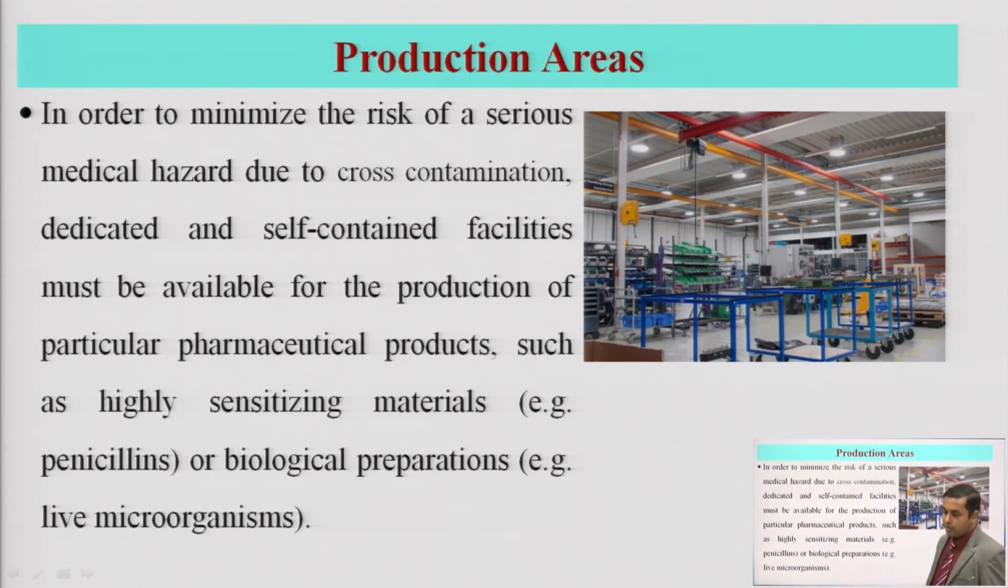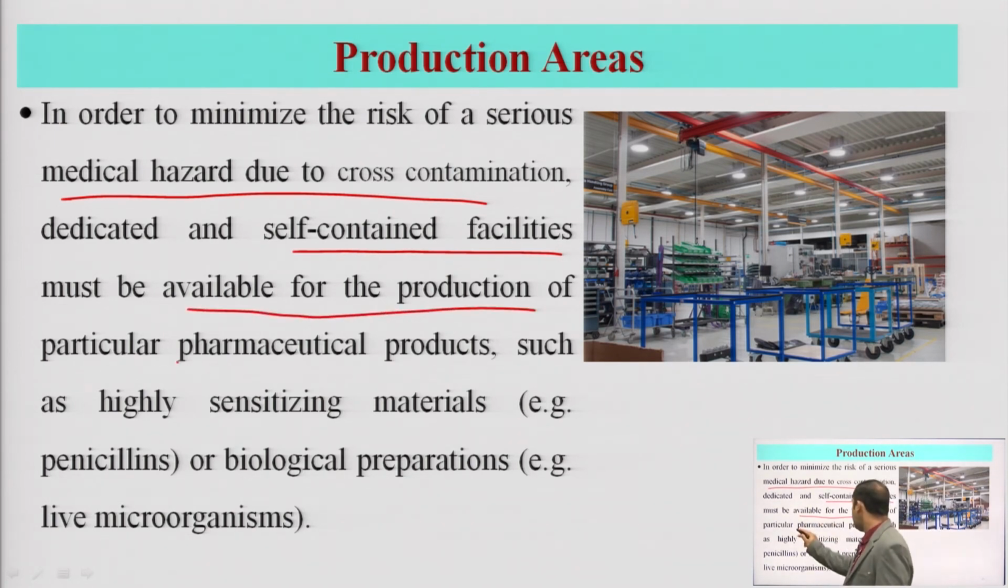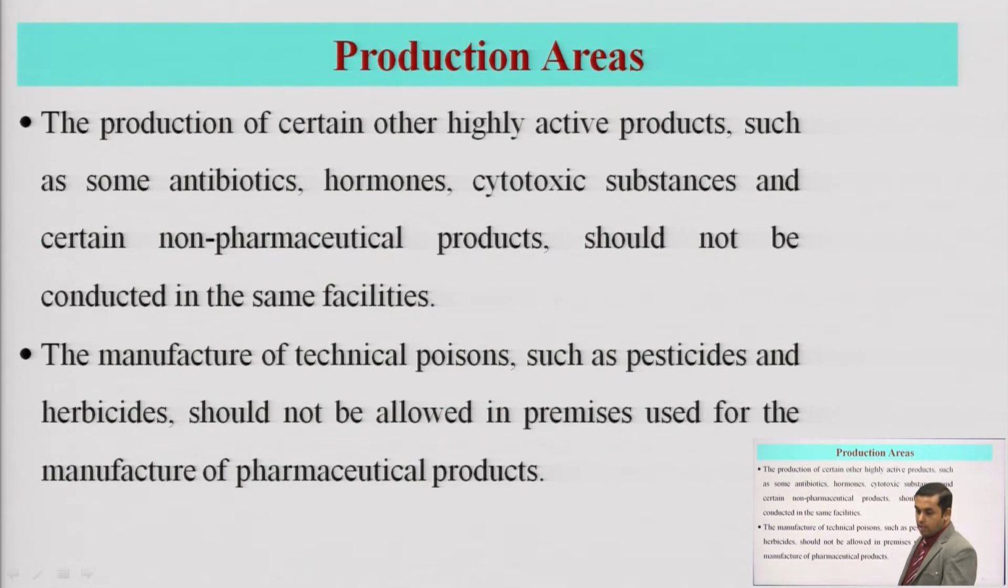Now, sir, what about the production area? In order to minimize the risk of serious medical hazards due to cross contamination, dedicated and self-contained facilities must be available for the production of particular pharmaceutical products, such as highly sensitizing materials like penicillin or biological preparations, for example live microorganisms. The production of certain other highly active products, such as antibiotics, hormones or cytotoxic substances, should not be conducted in the same facilities.